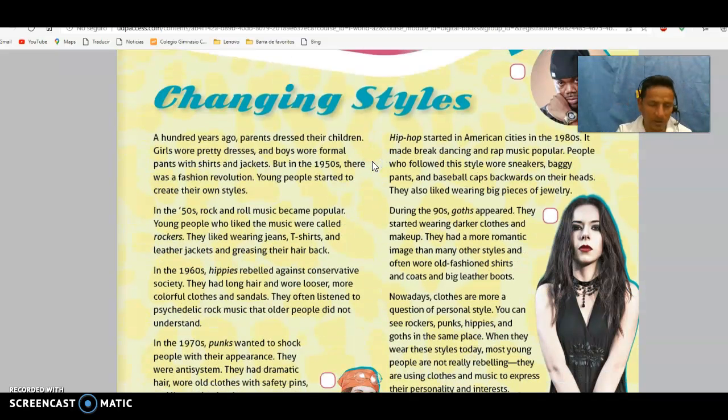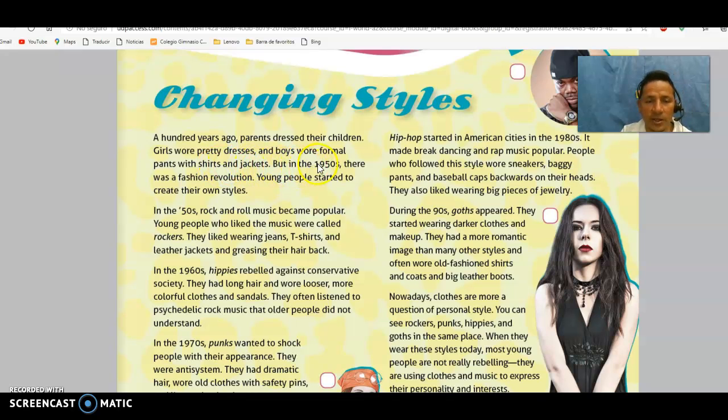So remember, the idea here is to listen, read, and speak at the same time. So activity one, very slow, and perhaps you can understand better. So, okay, let's go. Changing styles. 100 years ago, parents dressed their children. Girls wore pretty dresses, and boys wore formal pants with shirts and jackets.